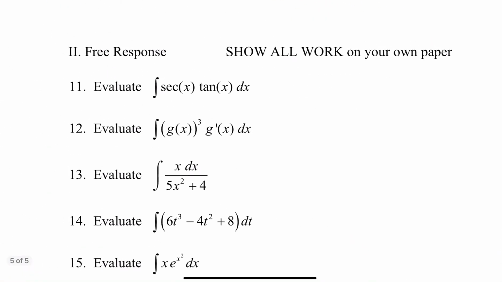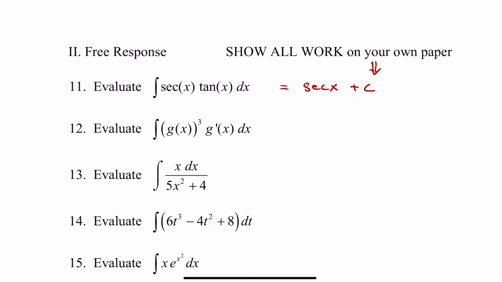Now free response. Number 11. This is a formula. Basically, that one is just secant x plus c. The derivative of secant is secant tangent, so reversing it, the integral of secant x tangent x should be just secant x plus c. Make sure you put the plus c, otherwise you get partial credit on the test.